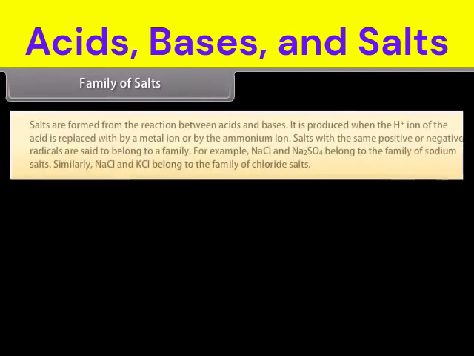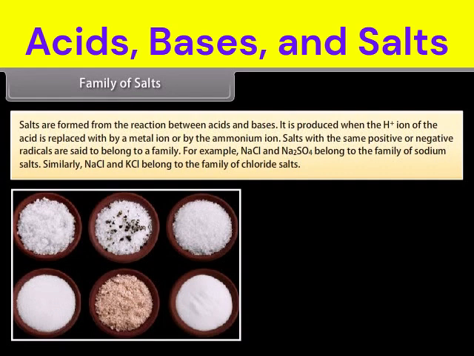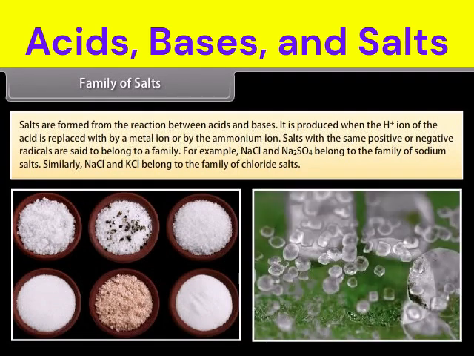Family of salts. Salts are formed from the reaction between acids and bases. It is produced when the H+ ion of the acid is replaced by a metal ion or by the aluminium ion or by the ammonium ion. Salts with the same positive or negative radicals are said to belong to a family. For example, NaCl and Na2SO4 belong to the family of sodium salts. Similarly, NaCl and KCl belong to the family of chloride salts.